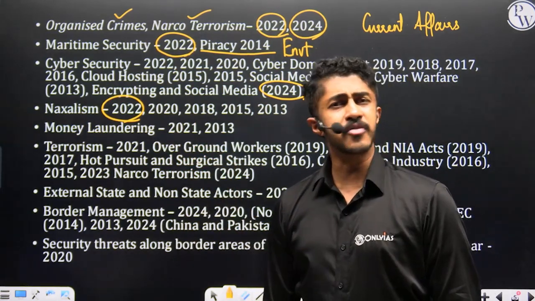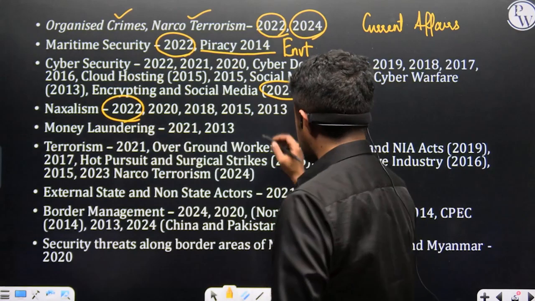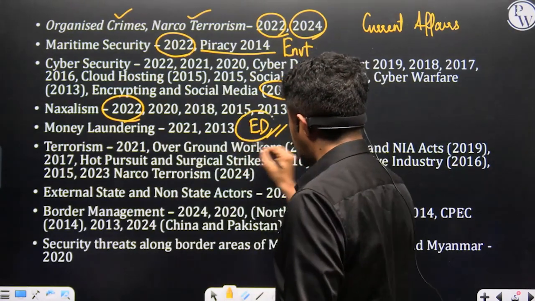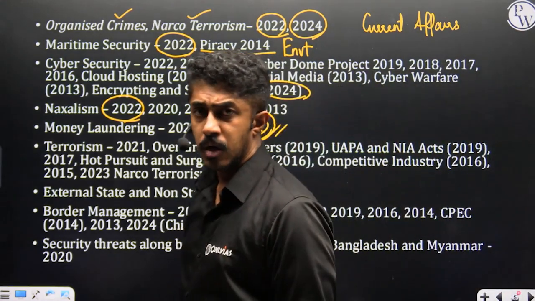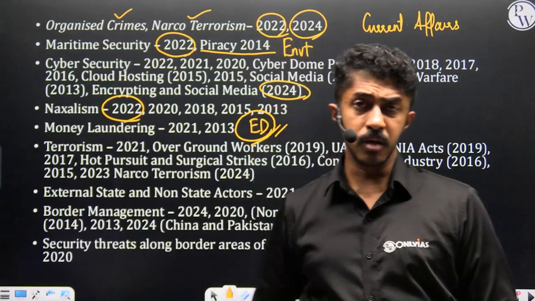Money laundering, 2021, 2013. It's an on and off topic. It can come, it may not come. It can again come with regard to the powers of ED and how the courts have been trying to put a boundary for what the ED can do and cannot do. For all those reasons, again, you will have to deal with that particular topic.